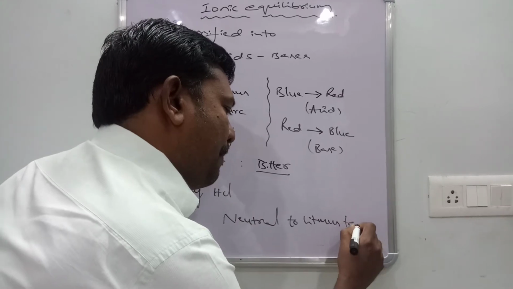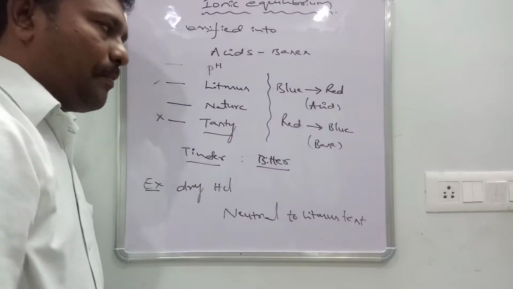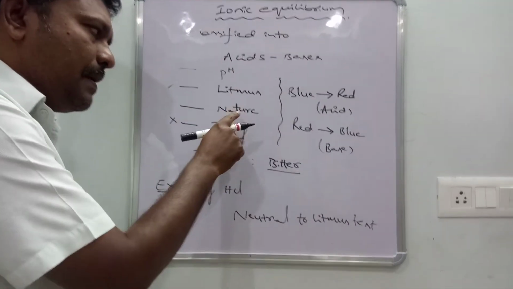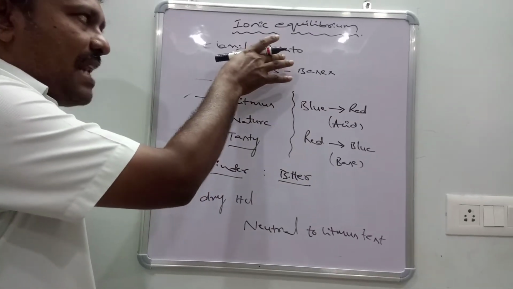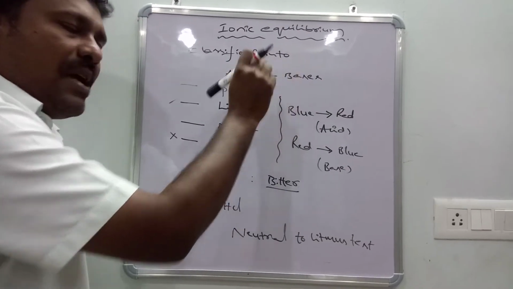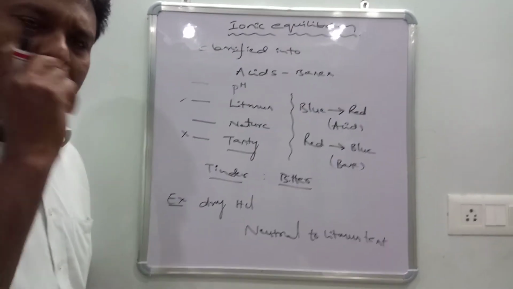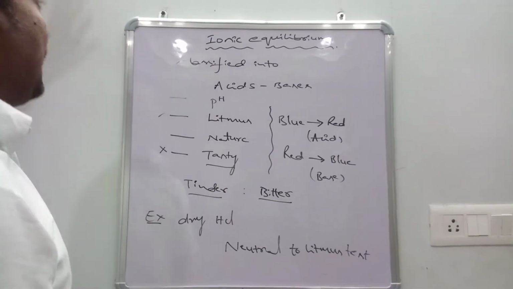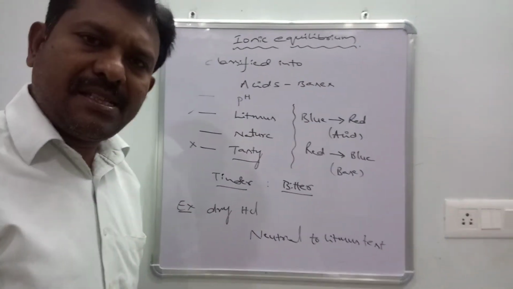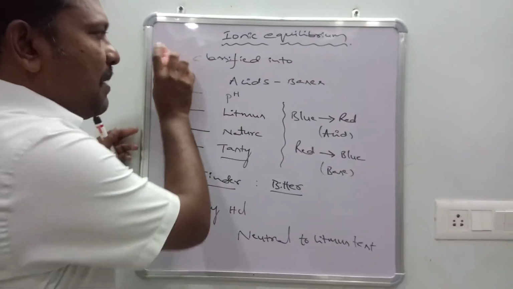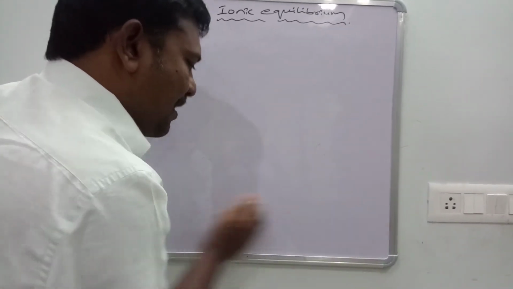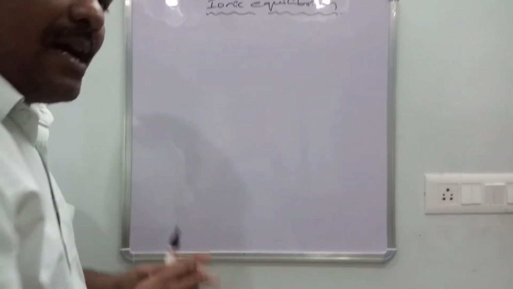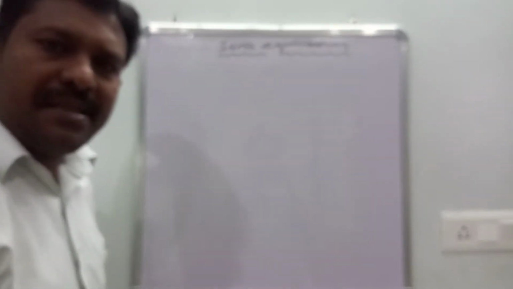That's why by preliminary factors, by pH, by litmus, by nature, by taste, you can't classify the compounds into acids and bases. Then how to justify compounds as acids and bases? Some modern theories are there. They are the Arrhenius acid base theory, the Brown-Lowry acid base theory, and the Lewis acid base theory.